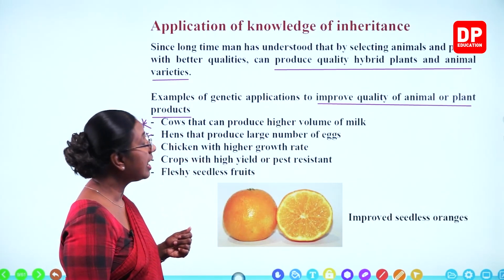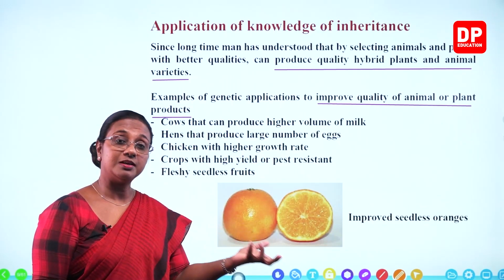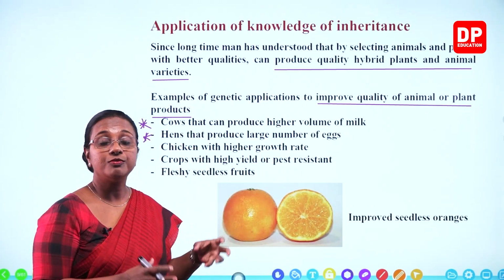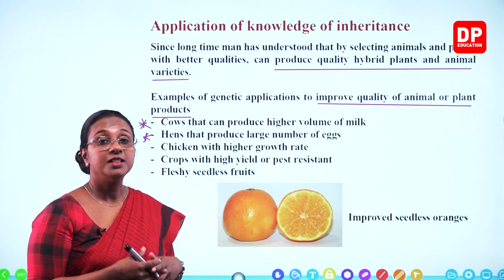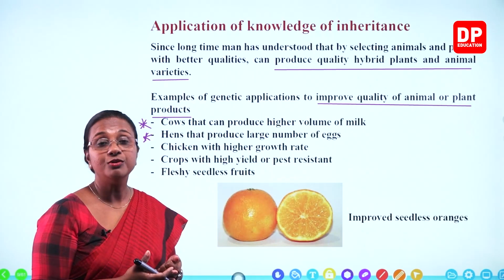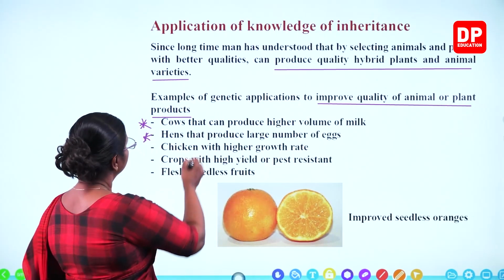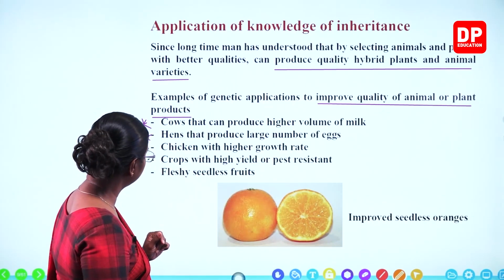Then chicken with a higher growth rate. So normally when people buy chicken from the shops, they don't look for a chicken that is very small and not enough fleshy. They prefer a chicken that is larger and that has more flesh. So for that also, they use the knowledge of inheritance. Chicken with a higher growth rate.